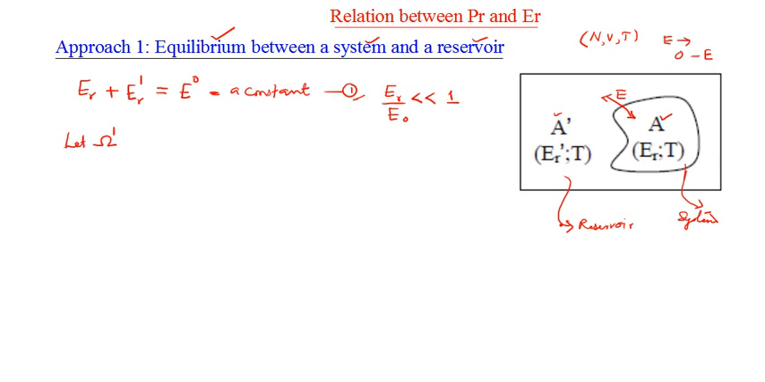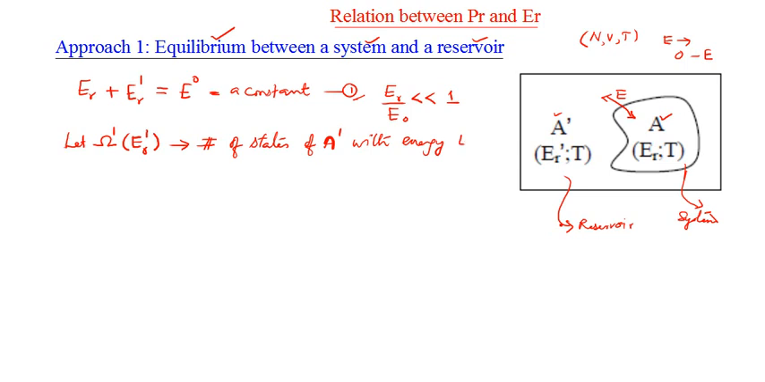So let me denote omega prime, which will be a function of energy. Omega, the total number of accessible microstates for any system, will usually be a function of its energy. So I have written omega prime, a function of ER prime. Let it represent the number of states of the reservoir, where the reservoir is represented by A prime, with energy ER prime.